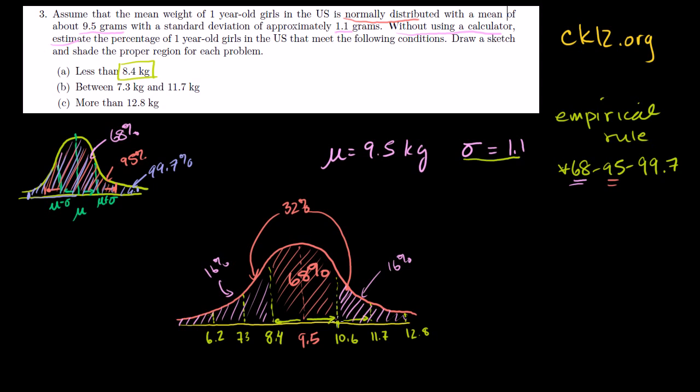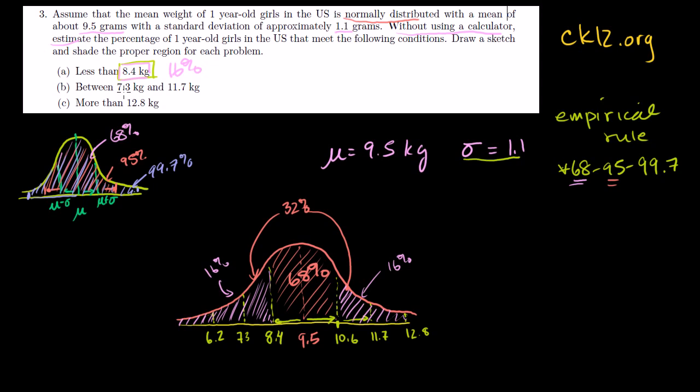So your probability of getting a result more than 1 standard deviation above the mean, that's this right-hand side, would be 16%, or the probability of having a result less than 1 standard deviation below the mean, that's this right here, 16%. So they want to know the probability of having a baby, at 1 year old, less than 8.4 kilograms. Less than 8.4 kilograms is this area right here, and that's 16%. So that's 16% for part A.